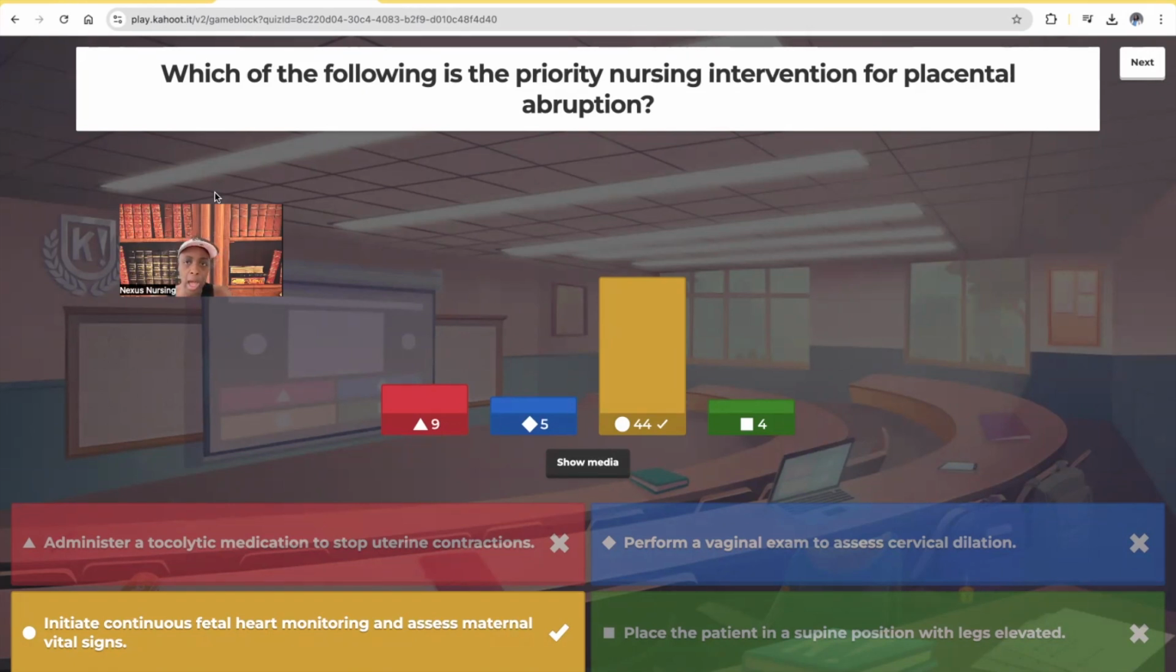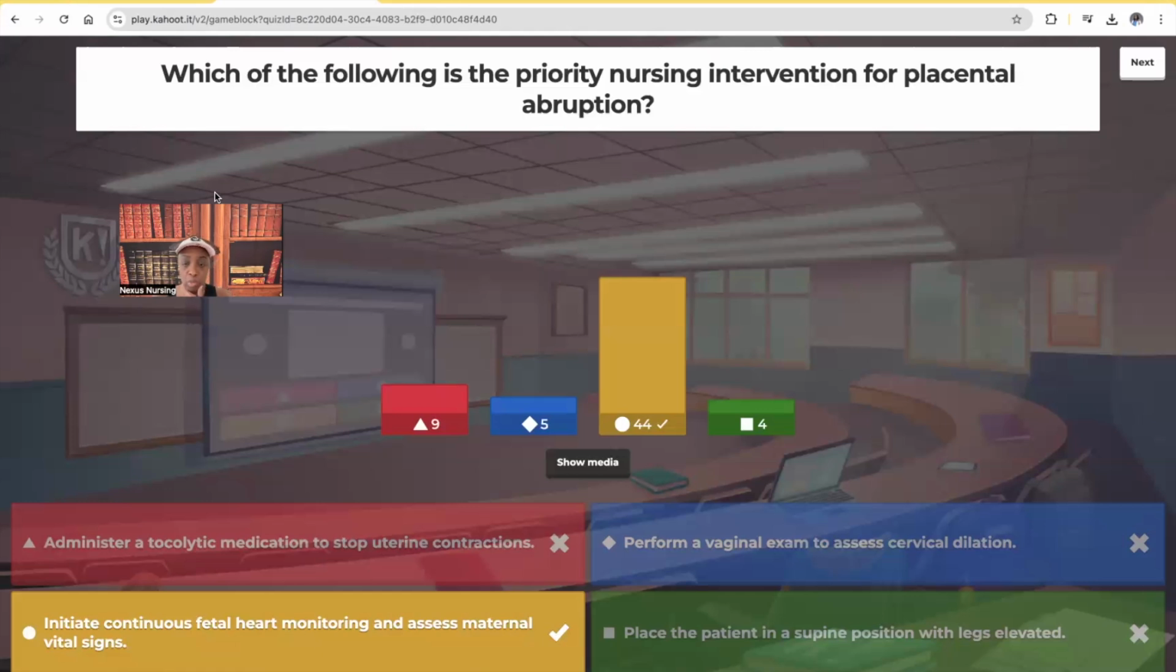This patient is already at risk, serious risk. This is not the patient that we want to go ahead and give a tocolytic, because that patient's going to be going into the OR. They're going to be getting surgery. They're going to get a C-section. Okay, they're not going to be giving birth vaginally, if we can help it. Perform a vaginal exam to assess for cervical dilation. Absolutely not. You are not doing a vaginal exam on this patient.